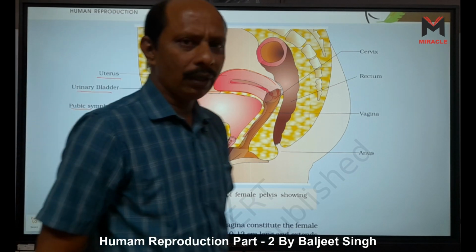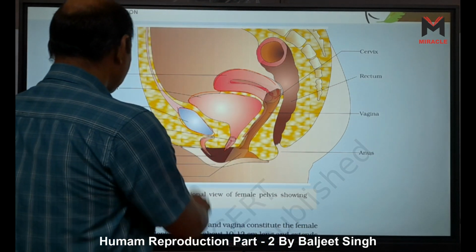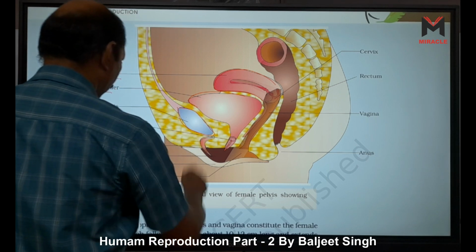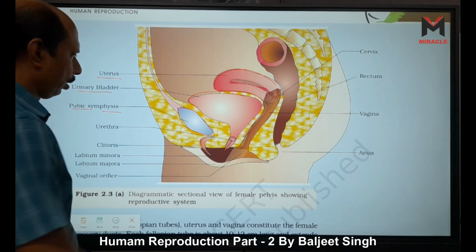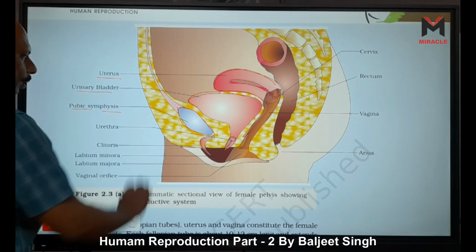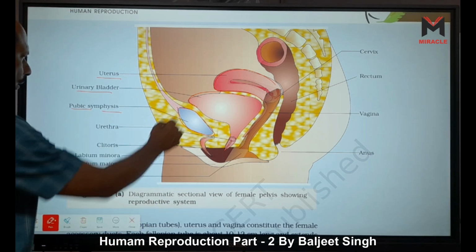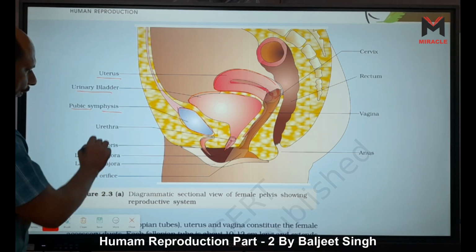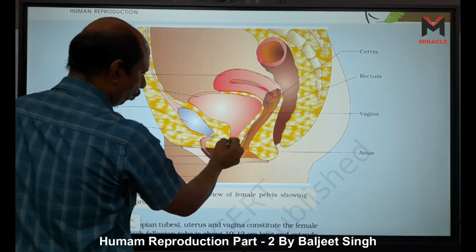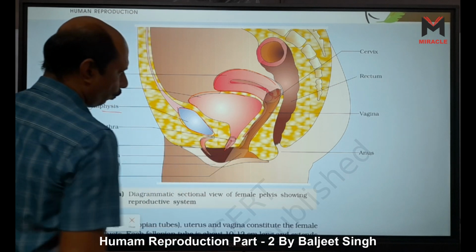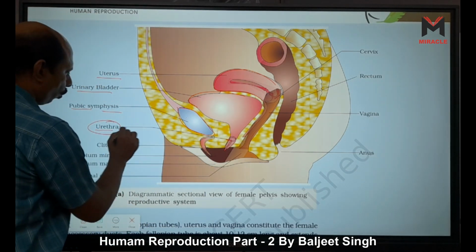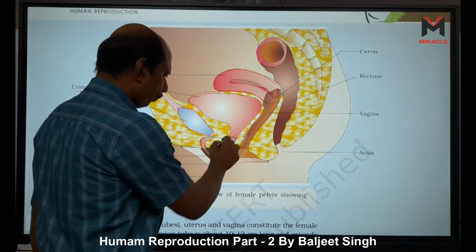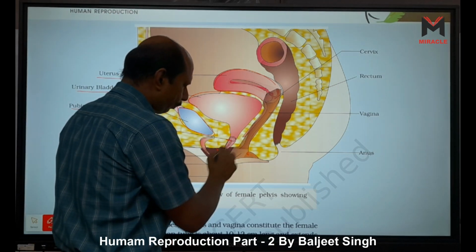In our pelvic girdle, right? The pubic symphysis is present just ventral to the urinary bladder, posterior ventral. Urethra, this is the urethra. Where does it open? The urethra opens at the anterior portion. This is anterior, this is the posterior portion.